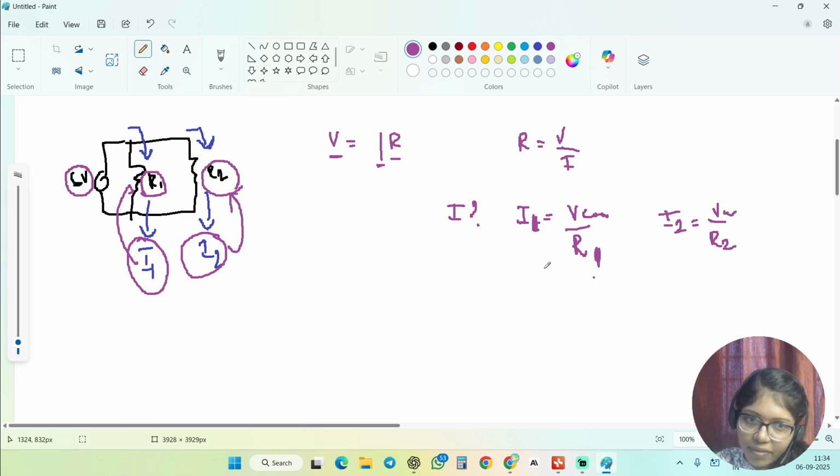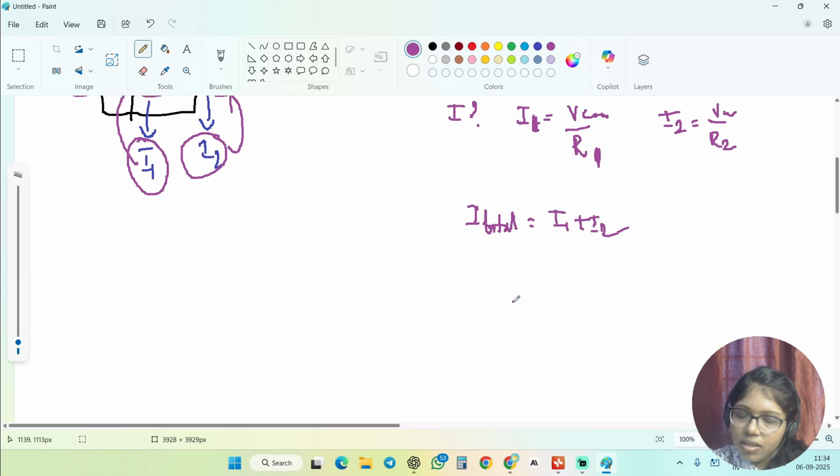If you want to find it out like this, you can easily find the total current. So this is R1 and R2, and I need to find the total current. For that, I simply add these: I1 plus I2. This is considered the total current.